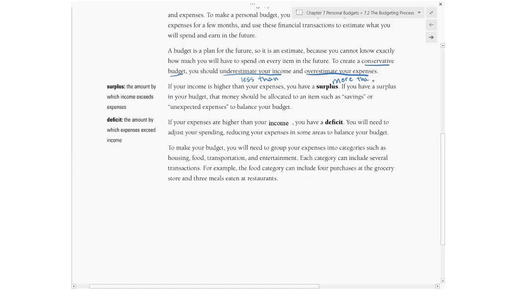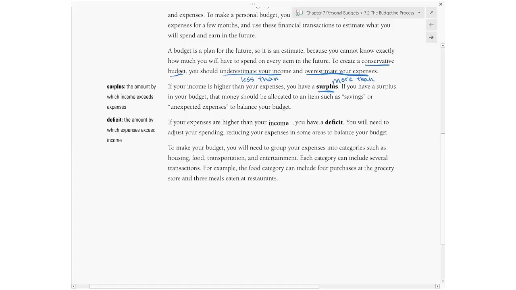If your income is higher than your expenses, you have a surplus. If you have a surplus in your budget, then you should put that to savings or unexpected expenses to balance your budget. You don't want to just say, oh look, I've got an extra $400, let's go spend it every month. No, you want to save that in case something comes up.